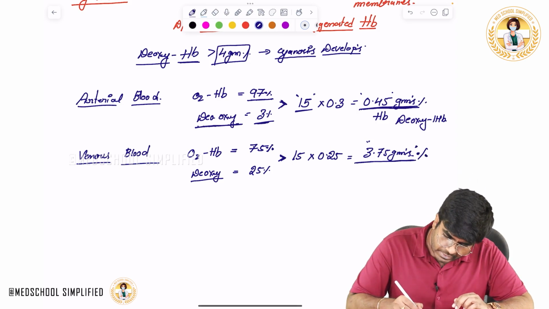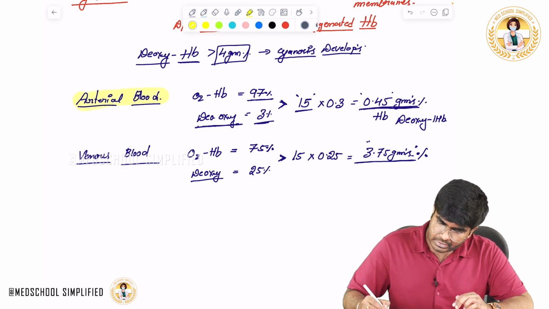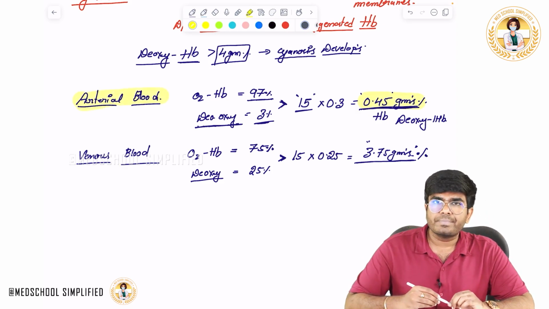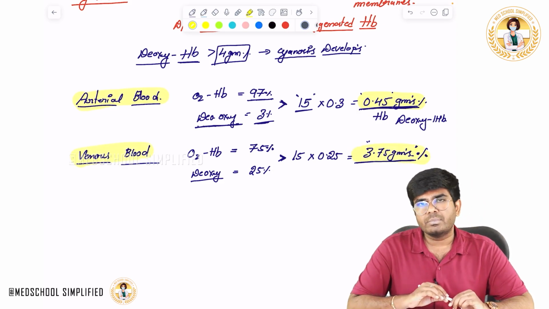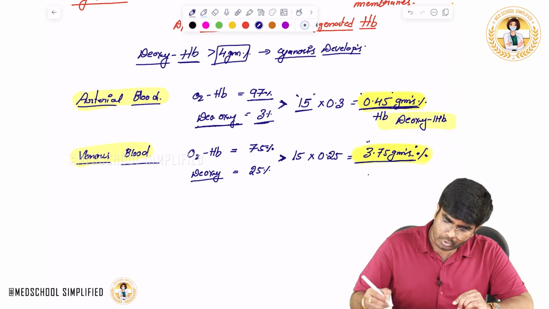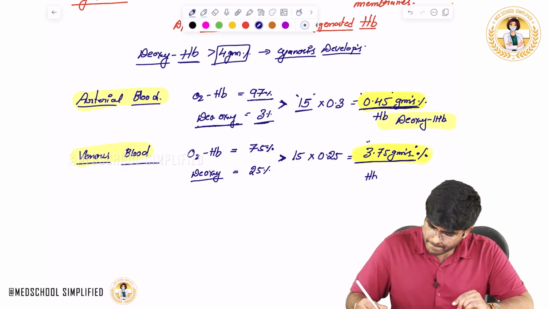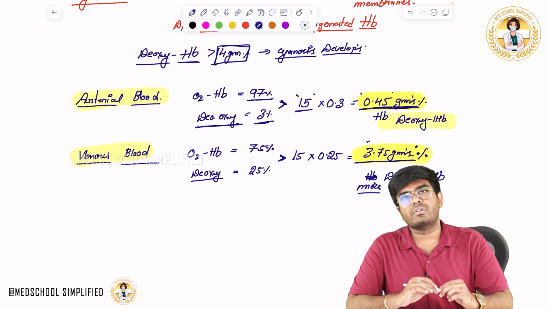The point which I want you to know is, in arterial blood this much amount of hemoglobin is deoxy, and in venous blood this much amount is deoxyhemoglobin. Arterial blood has less deoxyhemoglobin. Venous blood has more deoxyhemoglobin, but still the value is not 4.